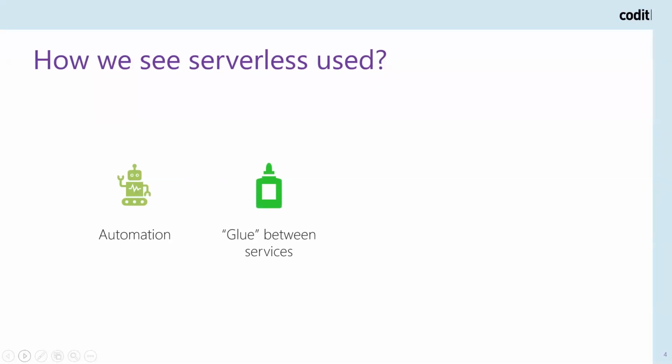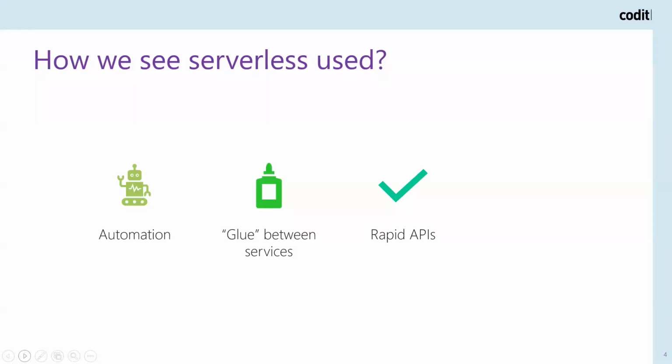Another huge one we see is this kind of glue between services. This is especially where you start to see coordination between things like Azure Logic Apps and Azure Functions, and you have maybe a NoSQL database over here, you have a SQL database over there. You need them to be able to talk to each other, and so you can just glue in some serverless capabilities in the middle. Hey, whenever something happens in NoSQL, go make sure that you validate it over on the SQL side.